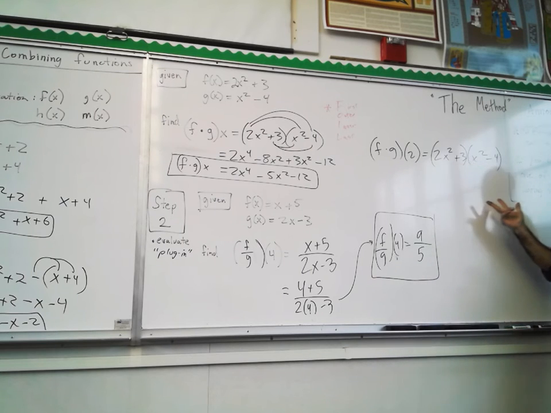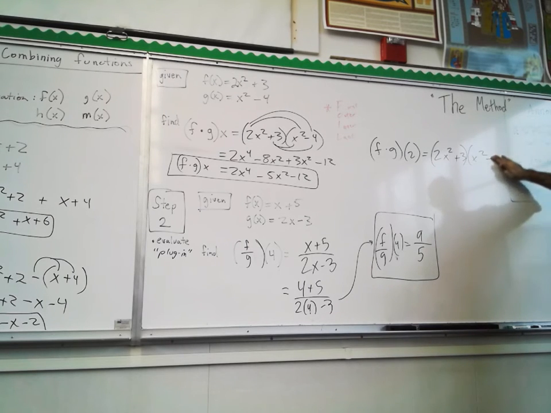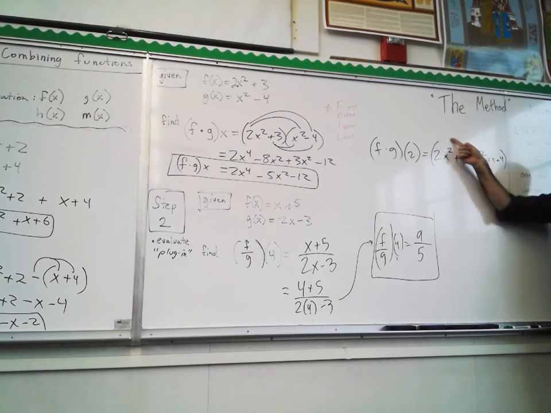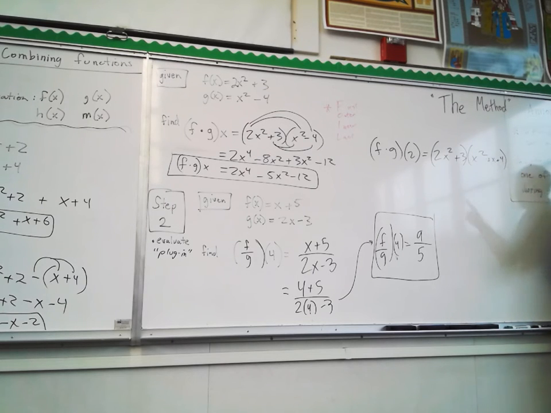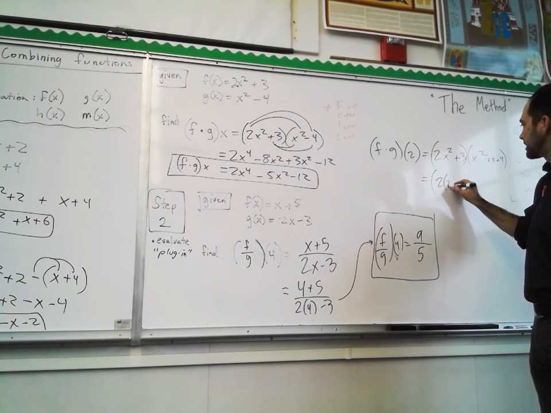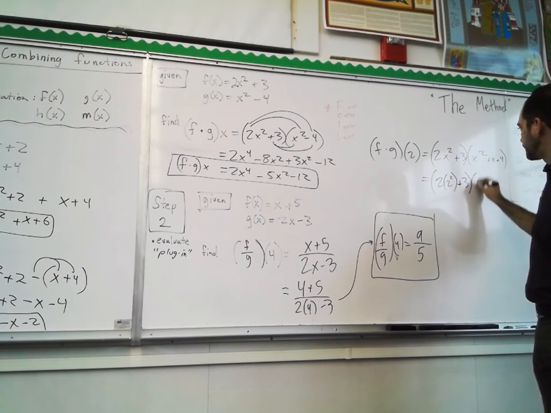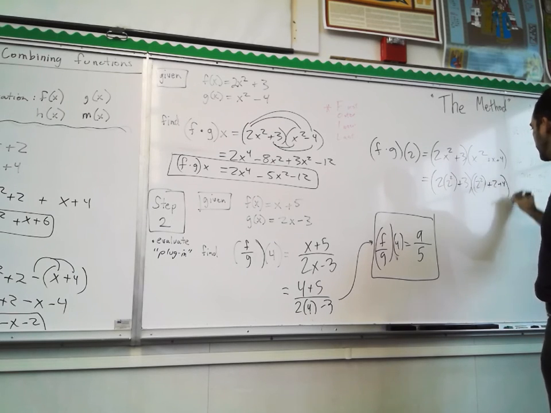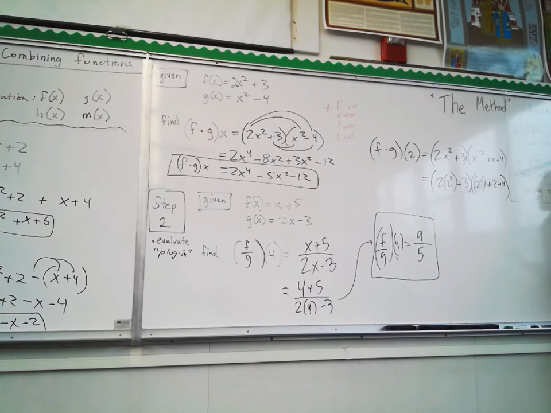For instance, this is a binomial, so I could FOIL this out. It's not that tricky. But what happens if we have plus x plus 4? Now that's a lot of distribution. I have to distribute this, that. Okay. So at certain stages, it might be just as worthwhile to, let's go ahead and evaluate it right here. See what I did? You can plug in wherever you want.